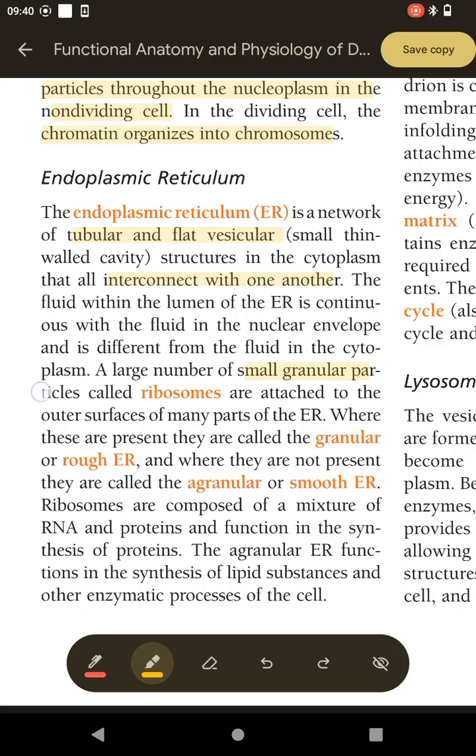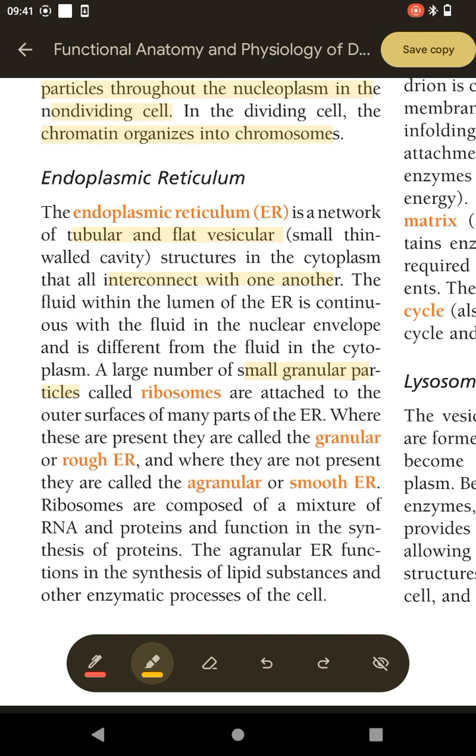These small granular particles are ribosomes attached to the outer surface of the endoplasmic reticulum. When they are present, it is called the granular or rough ER. Where they are not present, it is called the agranular or smooth endoplasmic reticulum. Simple: there are two types of endoplasmic reticulum, smooth and rough. Where the small granules are present is the rough ER, and where they are not present is the smooth ER.